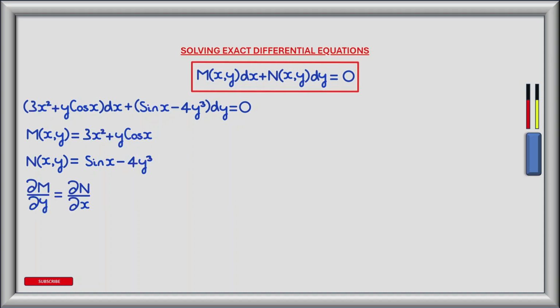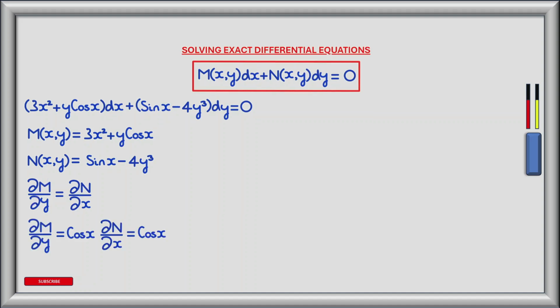For the differential equation to be exact, the partial derivative of M with respect to y must equal the partial derivative of N with respect to x. So in this case, the partial derivative of M with respect to y is equal to cos x, and the partial derivative of N with respect to x is equal to cos x. So we can see that the partial derivatives are equal, and therefore the differential equation is exact.